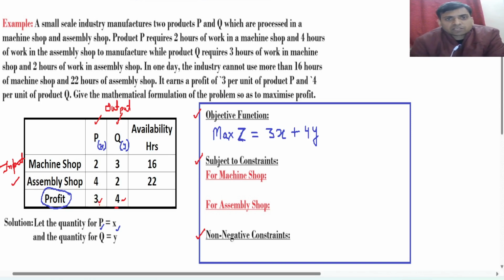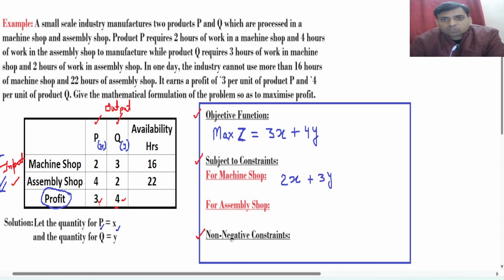Now subject to constraint. Subject to constraint is based on input. We can say raw material or resources. So in this case machine shop and assembly shop are considered as resources, and resources should be minimum. So in this case 2 hours for the first product, and we are producing X product, so 2 into X is the requirement for X product. For the second product Q, quantity is Y and 3 machine hours, so total machine shop hours for Q is 3y.